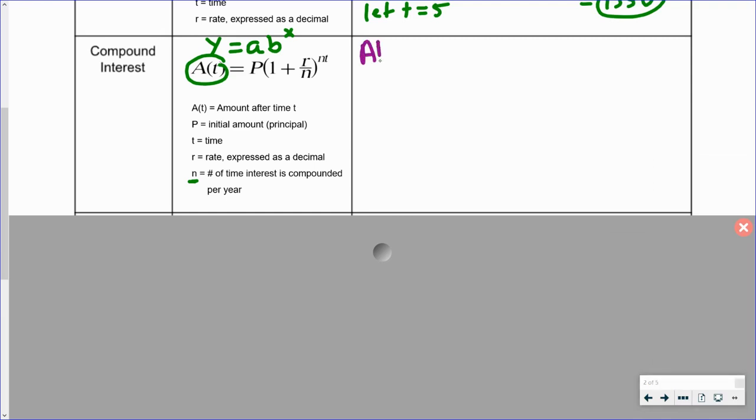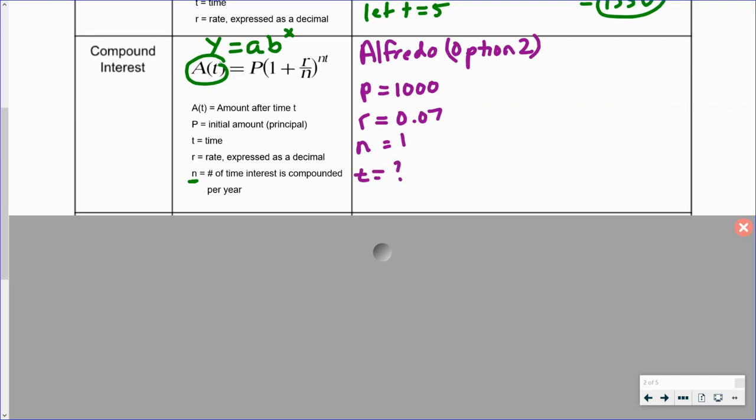So this is Alfredo option 2. So again, the principal amount was 1,000. So we started off with the same amount both times. The rate was the same, his interest rate was the same, so 0.07. But this time, he was earning interest on his interest, and the number of times that the interest is going to be compounded is 1. The time again was unknown. Okay, we weren't given a specific time, but we will evaluate this for a specific time later on.